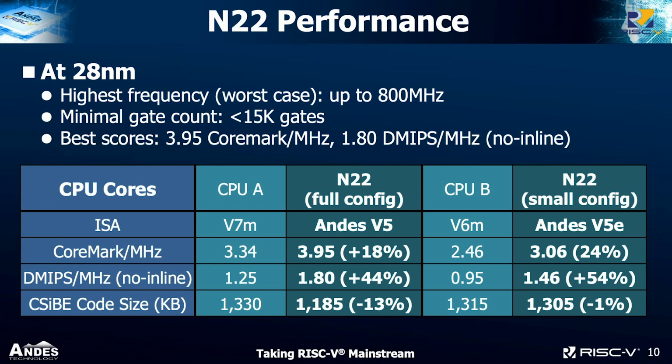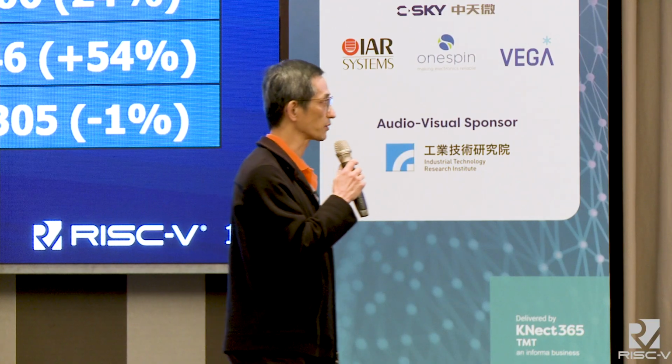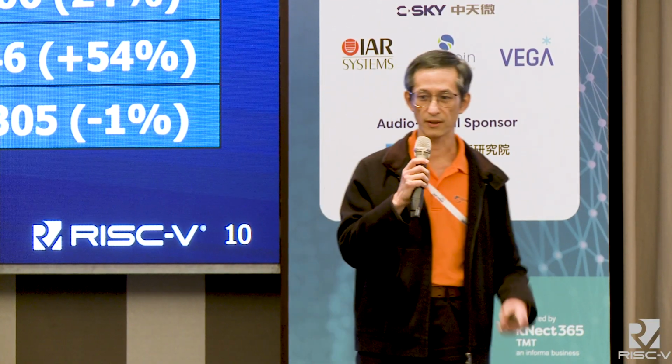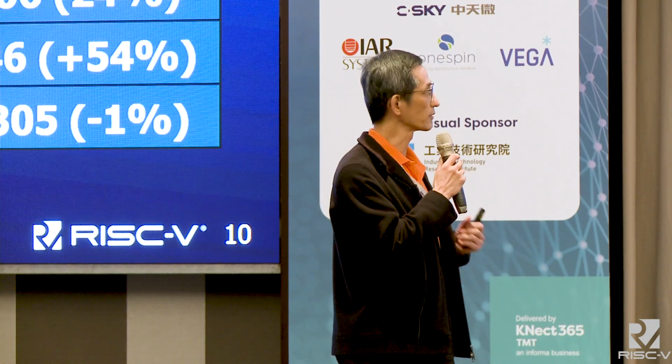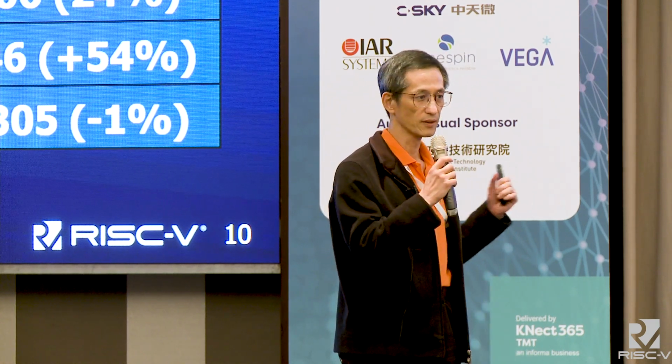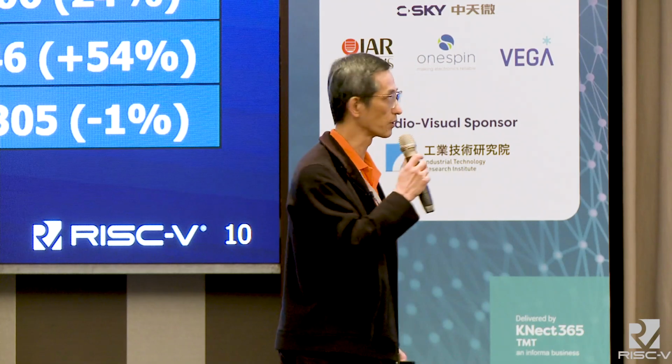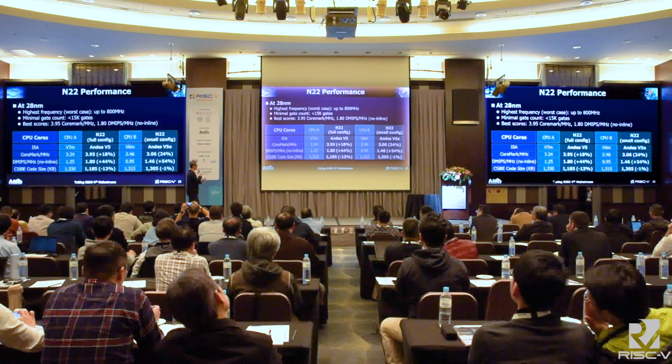And CoreMark is very close to 4. And DMIPS with the ground rule, no inline, is 1.8. Compared to CPU A and CPU B, which you probably know what they are, because N22 is very configurable, so we configure it so that it's matching the capability of those two cores. You can see we list the data here.